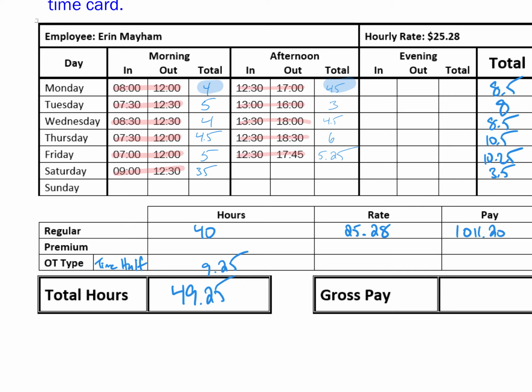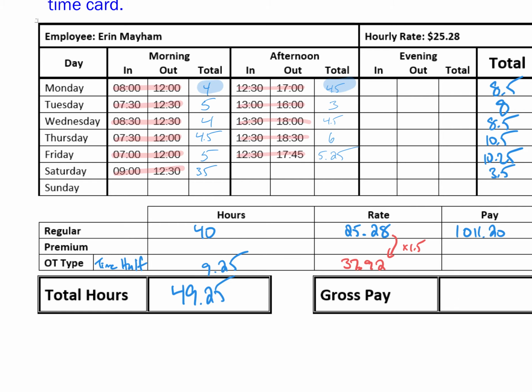$1,011.20. Make sure to put your money to 2 decimal places, please. Now, the hourly rate for overtime is going to be $25.28 times 1.5. And I think that's going to be, correct me if I'm wrong, 37.92. Is it? Yes. Cool.